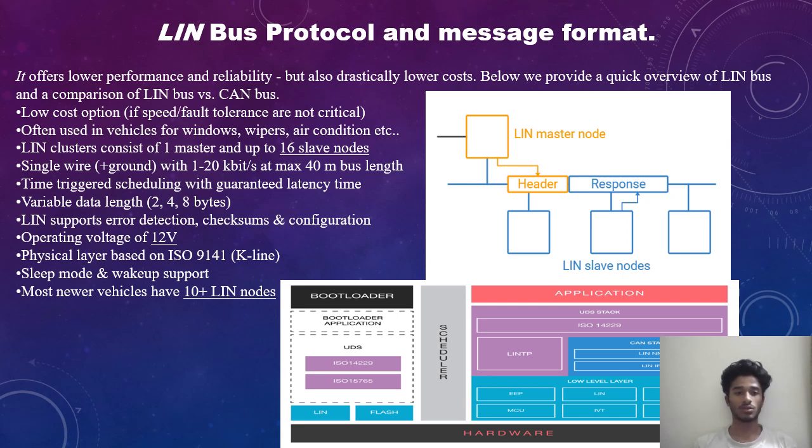Single wire with 1 to 20 kilobits per second at max, 40 meter bus length. Time-triggered scheduling with guaranteed latency time and a variable data length. LIN supports error detection, checksums and configurations, operating voltage of 12 volts, physical layer based on ISO 9141, sleep mode and wake-up support. Most newer vehicles have 10 plus LIN nodes. So we have the LIN master node, header, response, everything's okay.